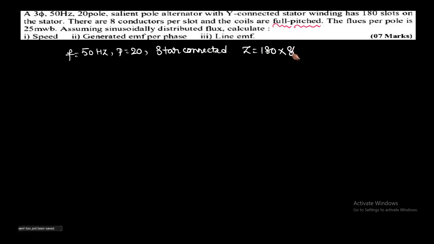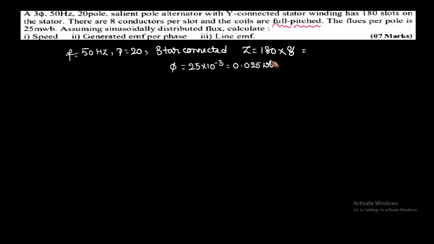So there are 8 conductors per each slot. So how much will it become, 180 into 8. We'll do that later. Next is the flux per pole. The flux per pole is given as 25 milliwebers, that means 10 to the power of minus 3, that is 0.025 webers we can write. That is the given information about the alternator.